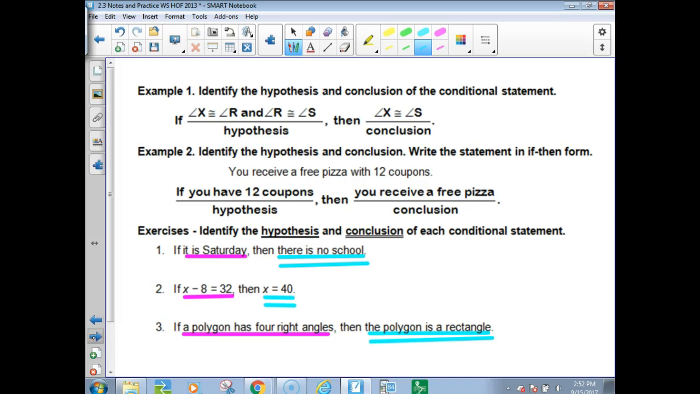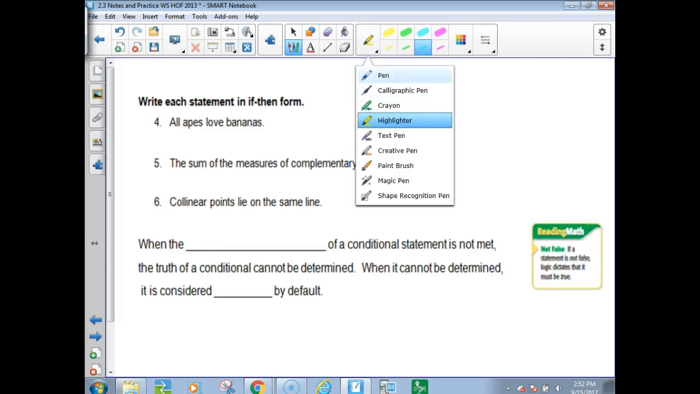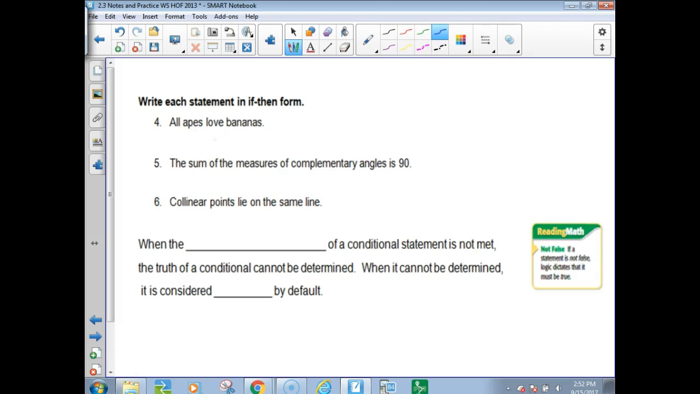Okay, good. Go on. So we're going to write each statement in if-then form. This says all apes love bananas. So if you're an ape, okay. If an ape, I'm going to try to be brief as I can on these. If an ape, then you love bananas. Or if it is an ape, then it loves bananas. Whatever. Multiple ways to say it correctly.